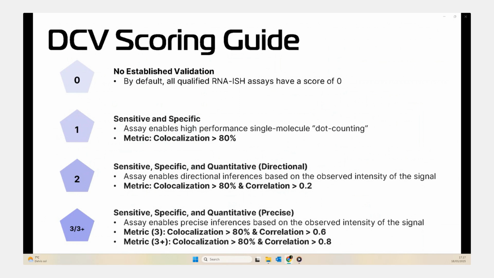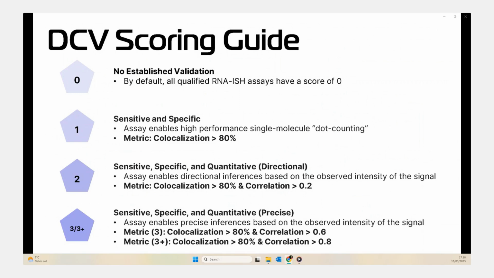The DCV scoring guide is developed internally along with experts who are routinely doing RNA-ISH, and also with pathologists who are making diagnostic decisions based on the expressed signals. The score ranges from 0 to 3+. A score of 0 doesn't mean the probe is not working. It just means it hasn't gone through the DCV process. And having a score of 1 tells us the probe set is sensitive and specific.